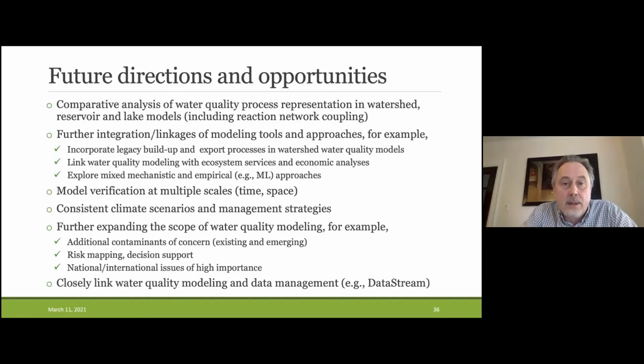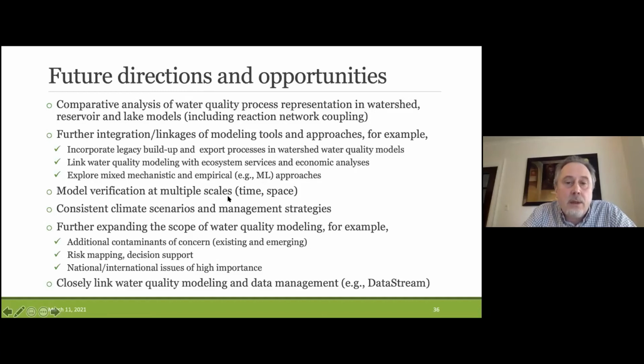Linking water quality modeling with ecosystem services, or the provision of ecosystem services, and economic analysis, such as ecosystem services valuation or cost-benefit analysis for mitigation strategies. Explore also maybe more mechanistic and empirical based approaches, so these machine learning approaches. Model verification at multiple timescales.